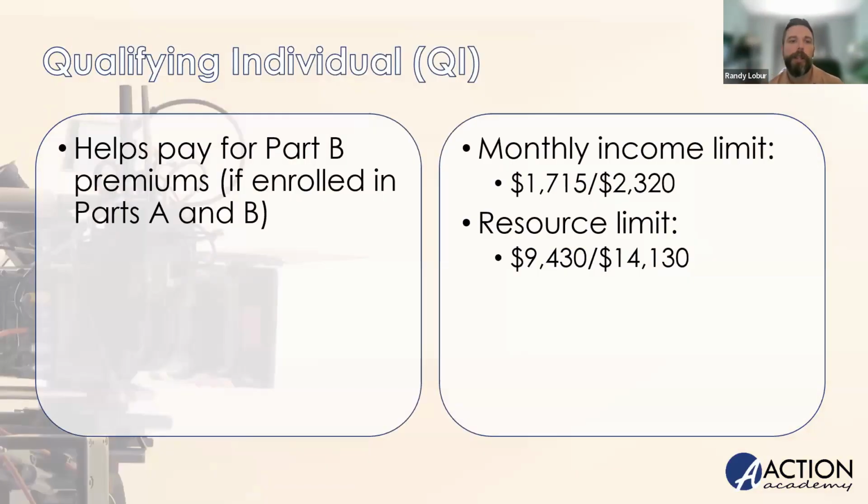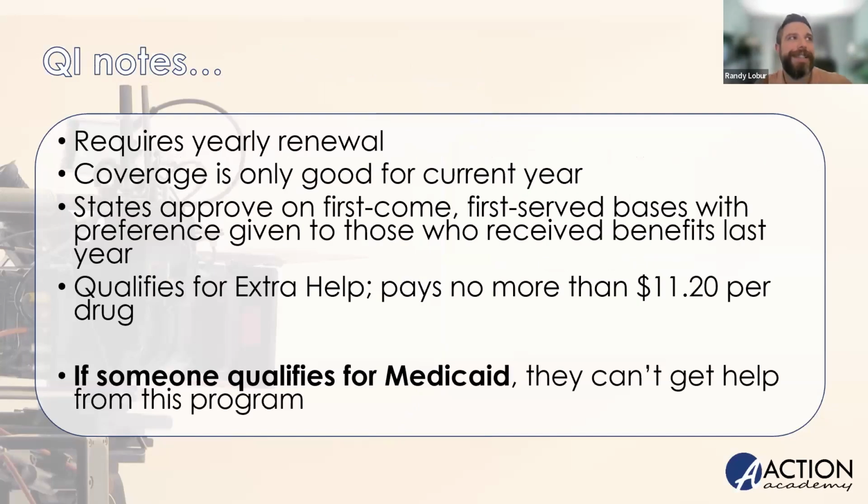First one is the Qualifying Individual Program, or just QI. This program also helps pay for Part B premiums if enrolled in Parts A and B. You'll see here that the limit is about the same as or a little higher than SLIMB, and the resource limits are the same for singles versus married. The big difference in QI, though, is that this does require a yearly renewal, and that is on a calendar year basis, which goes along with their regular Medicaid redetermination. So that assistance with the Part B premium is only good for the current year.